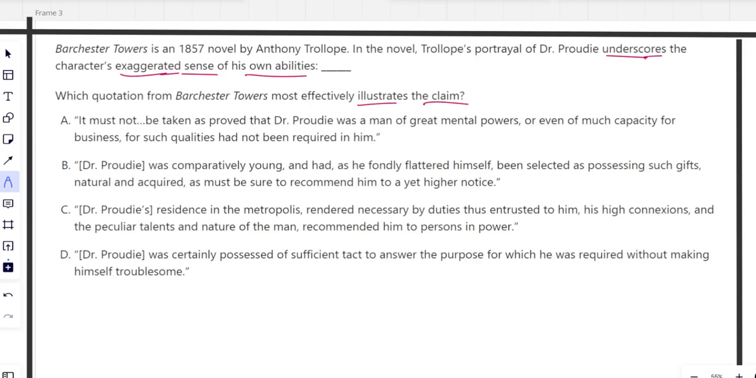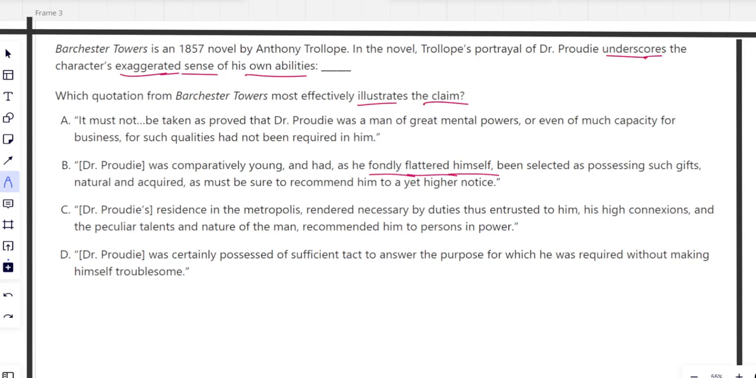I do see something that does relate to an exaggerated sense of self. It says Dr. Prudy fondly flattered himself. Fondly flattered himself would mean that he's gassing himself up. He's exaggerating his sense of his own abilities. So I'm going to go with B for now, but let's make sure to rule out C and D.